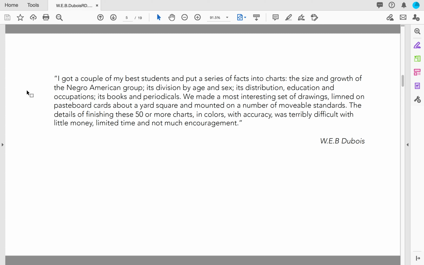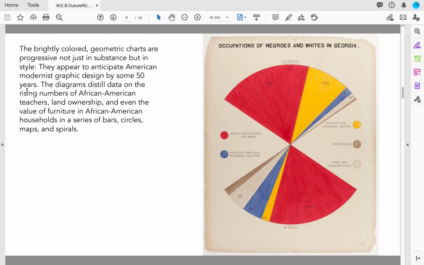So despite all these limitations, Du Bois made an incredible contribution to graphic design and to the history of our country. The brightly colored geometric charts are progressive, not just in substance, but in style. They really appear to anticipate American modernist graphic design by some 50 years. We're going to look at American modernist graphic design in a future lecture.